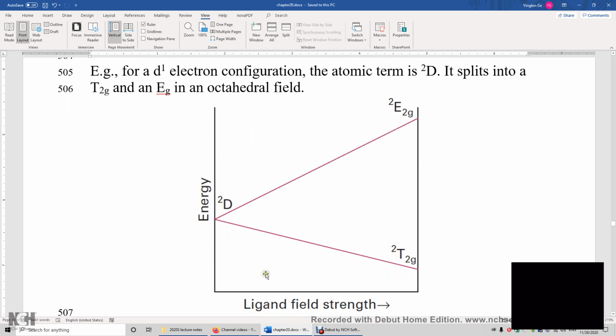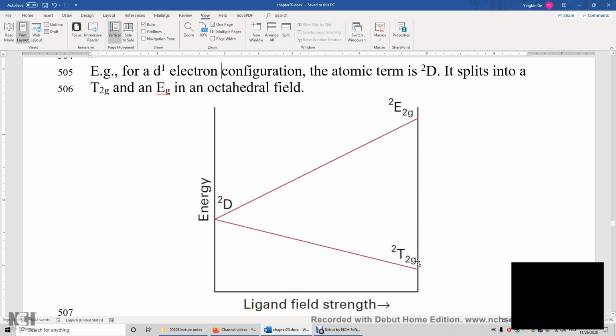Now over here on the left hand side, you have 0 ligand field strength. There's only one atomic term. There's no electronic transition because you have only one term. And then it splits into 2 terms in an octahedral environment. So over here, you have this electron in the dxy, dyz, or dzx orbital. Here, you have the electron in the dx squared minus y squared or dz squared orbital. So there are 2 terms in the strong ligand field.